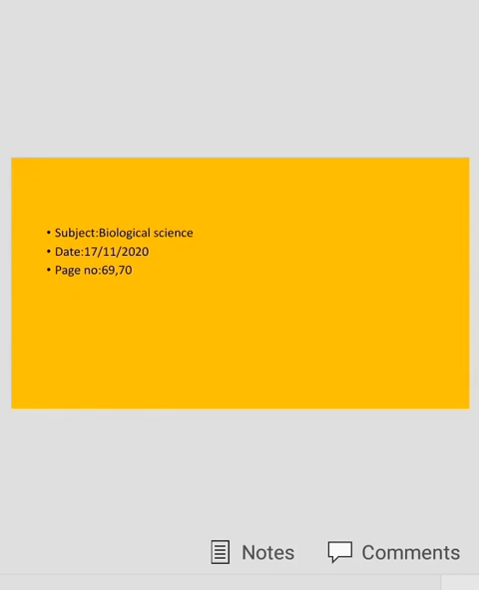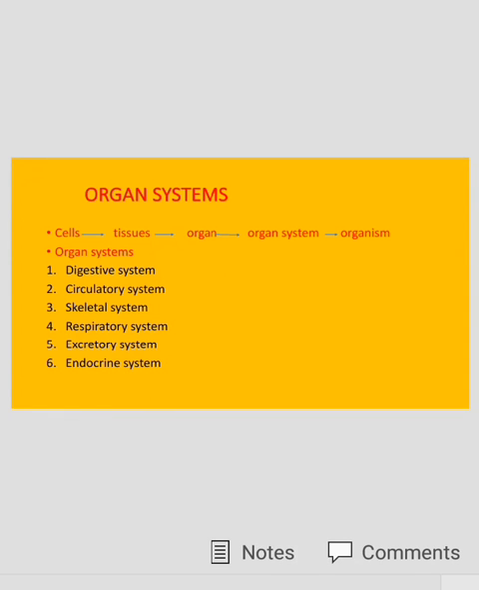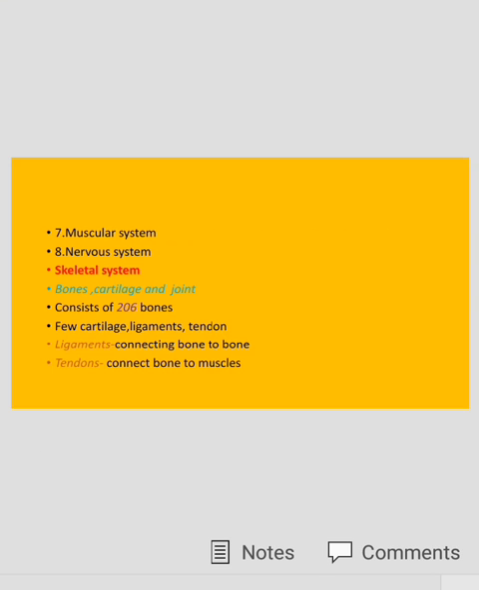Good morning students. Today we are going to discuss the organ system. We know that the cell is the basic unit of our life. Cells divide to form tissues, tissues form organs, and organs form the organ system. That's how the organism is formed. There are 8 types of organ systems in our body. Of these, we are going to see the skeletal system.